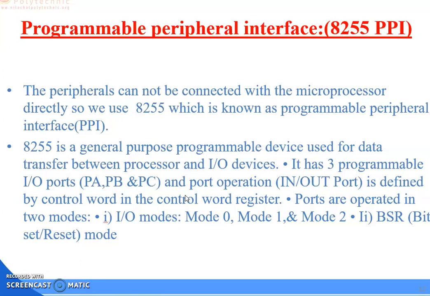It has three programmable input output ports, that is port A, port B and port C, and the port operation, that is in or out port, is defined by the control word in the control word register. The ports are operated in two modes. One is the IO mode, which is again of three types: mode 0, mode 1 and mode 2, and the second one is the BSR mode, that is bit set and reset mode.